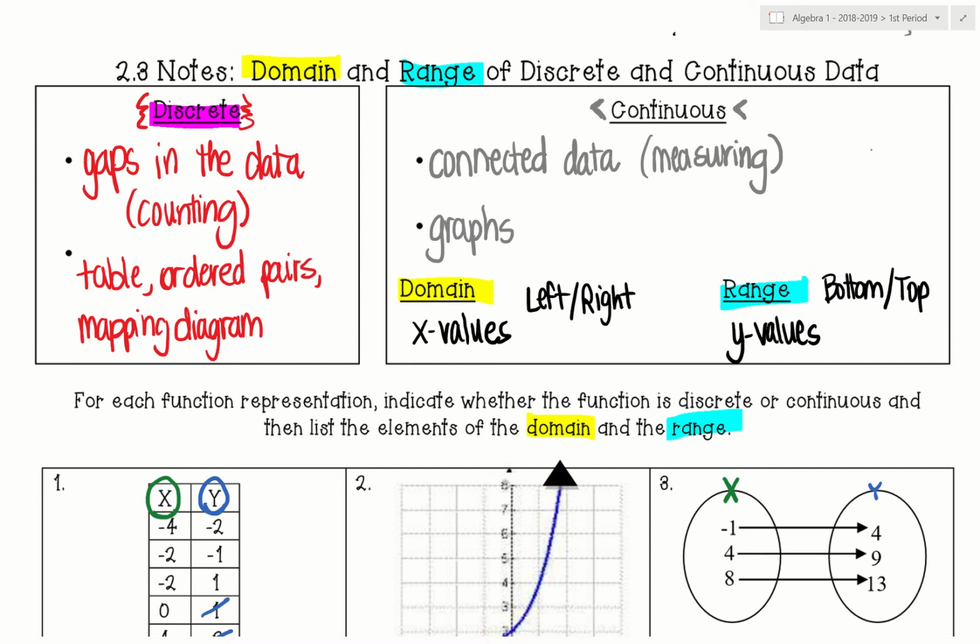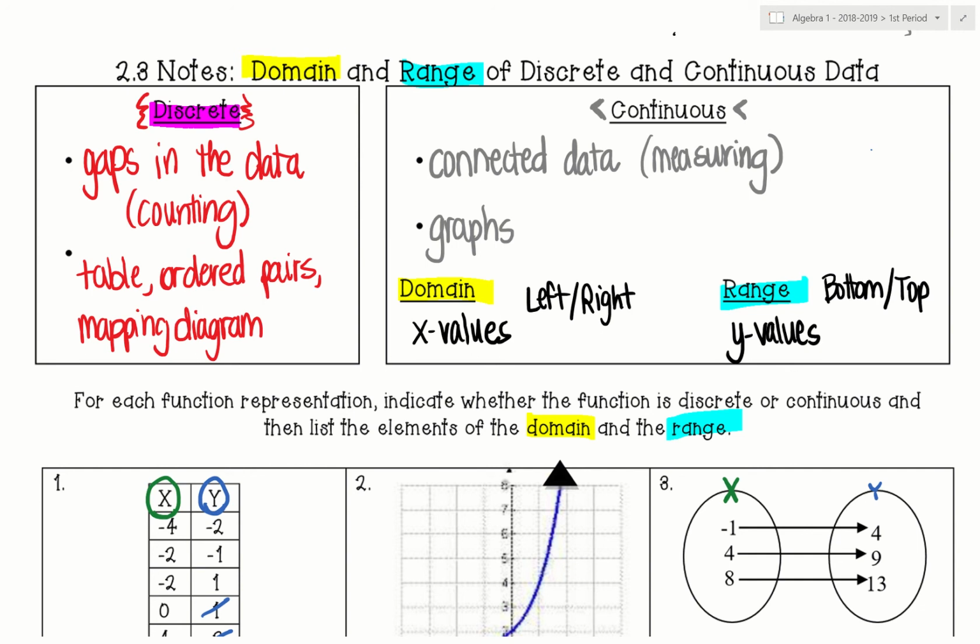Somebody talk to me about what discrete data looks like. There's dots, there's gaps in the data. Kind of like when we have gaps in our teeth, what do we put on them? Braces. So when we write our domain and range of discrete, we put them in braces or brackets. What else do you know about discrete data? Mapping diagrams, tables, anything that's not on a graph pretty much is a discrete situation. Okay? And then anything that's on a graph but only has ordered pairs on it, so dots everywhere.